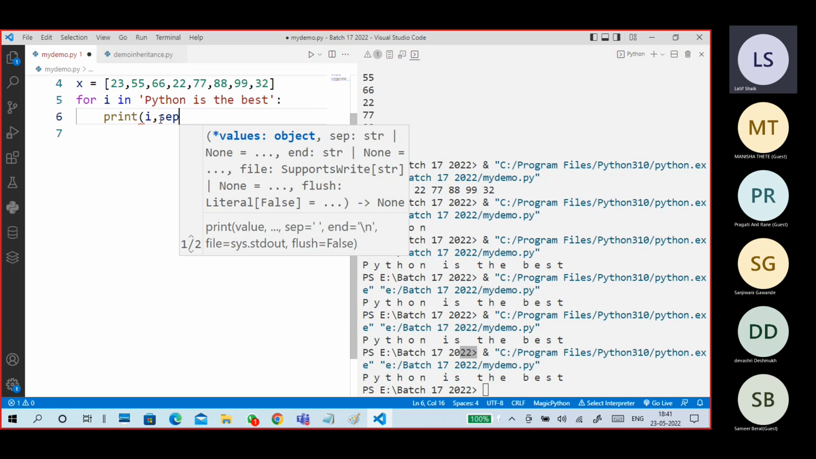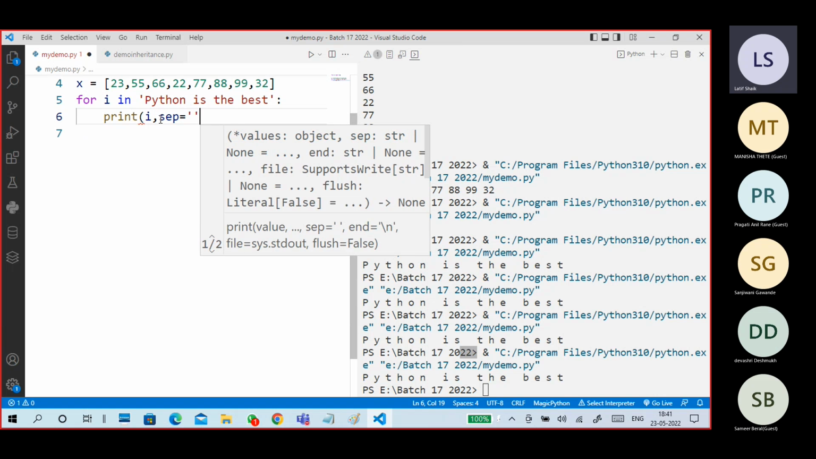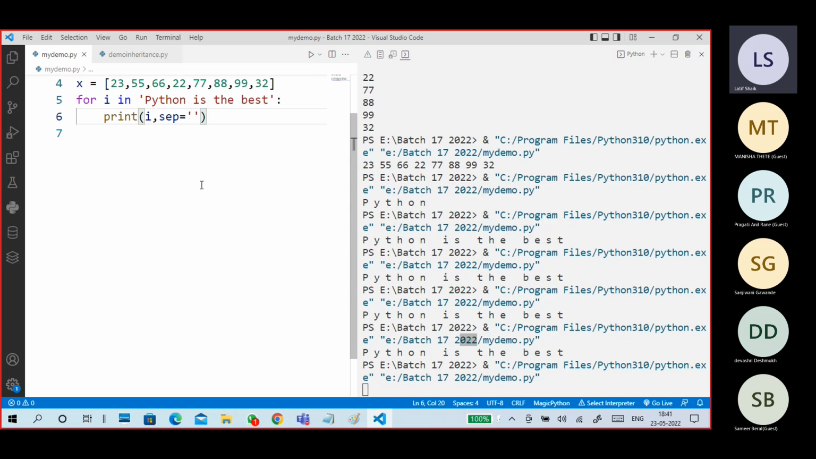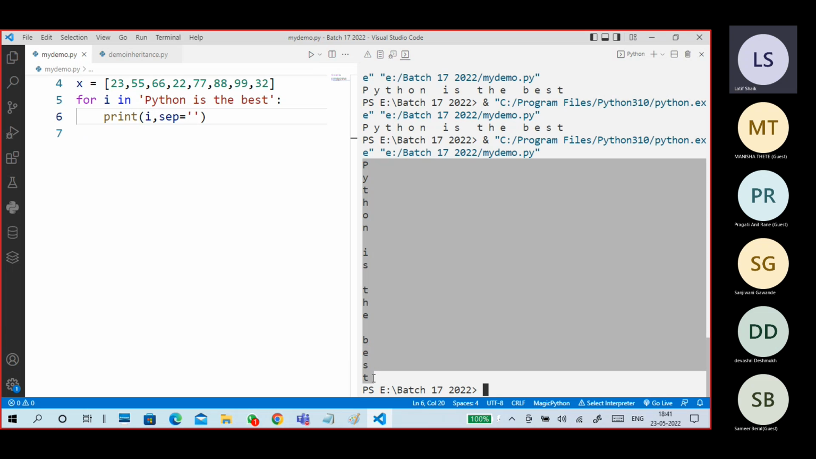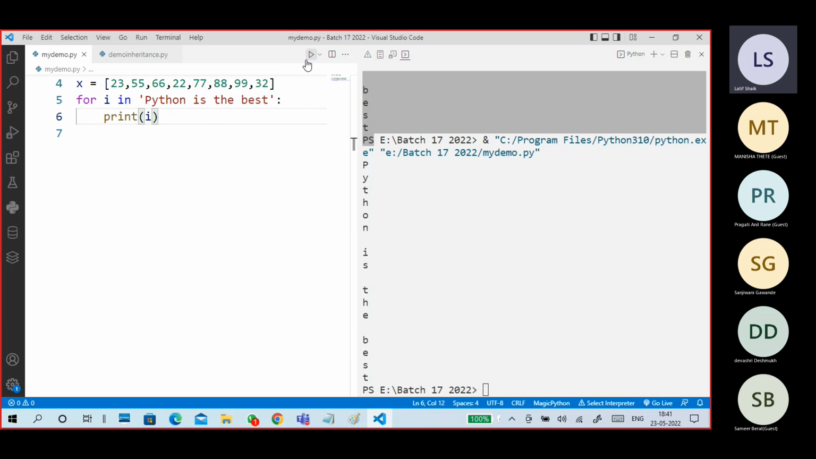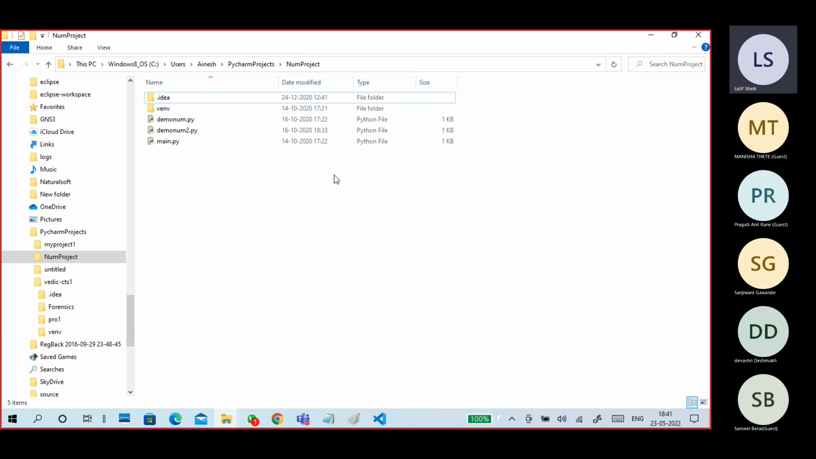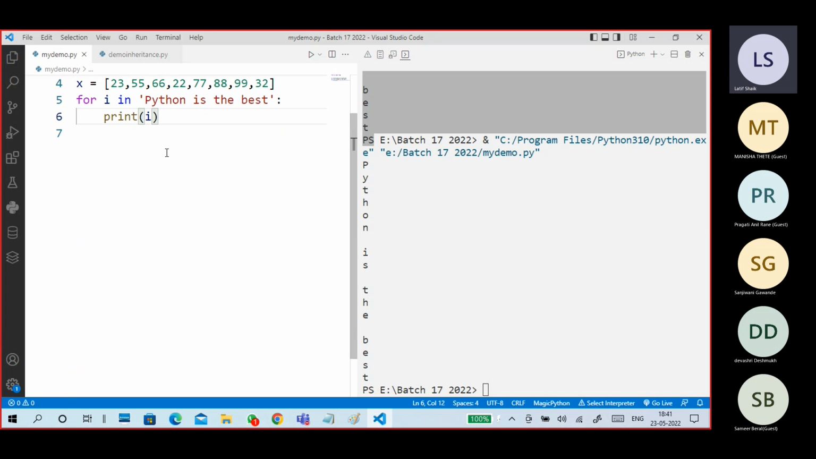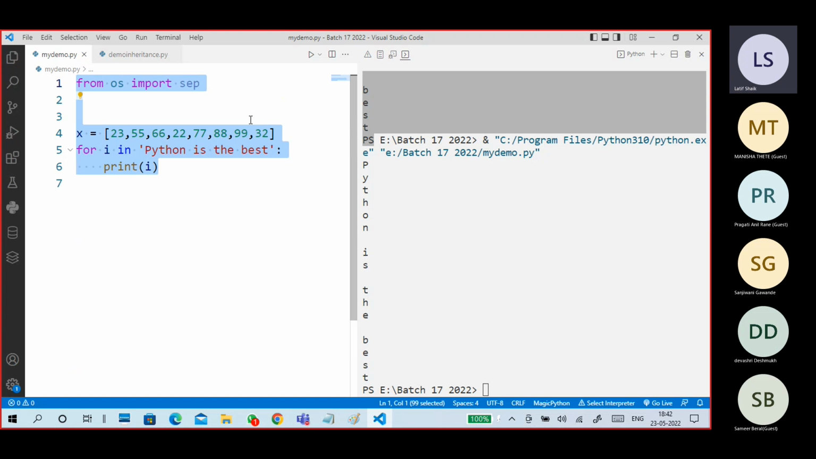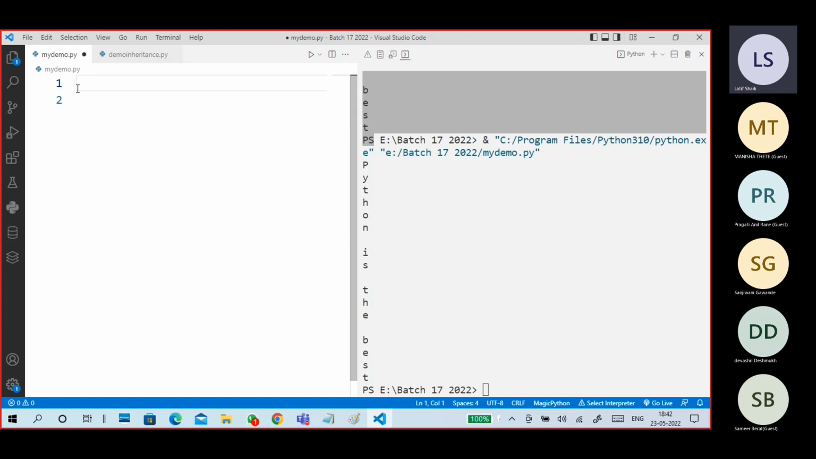Here it is printing straight. I'm not able to recollect things. Usually I use that sep. I use it in Word also. Whatever it is, you can try that star kind of thing. Why is import sep there? Don't require.